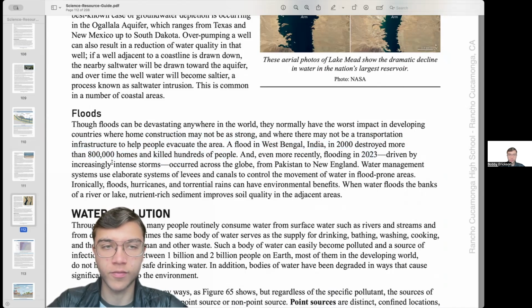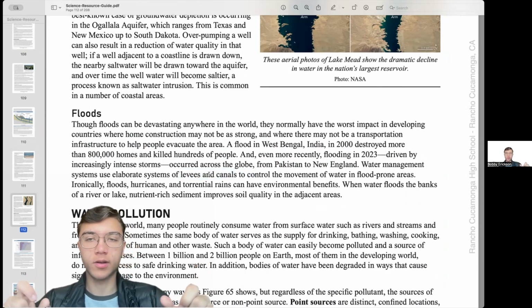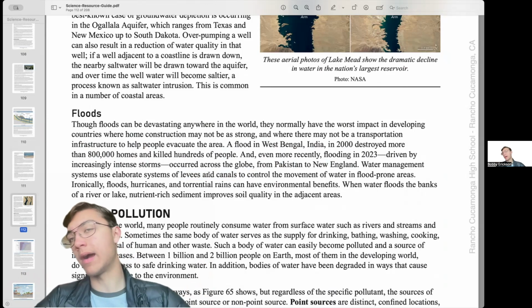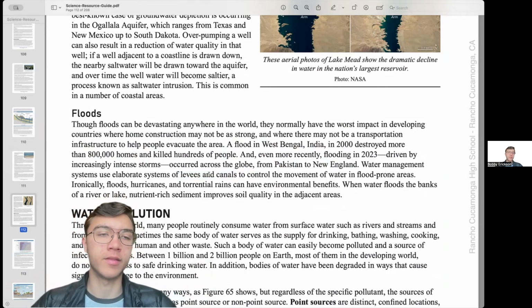This can be driven by intense storms, such as from Pakistan to New England. So a bunch of different places around the world have storms, is all that's saying. Water management uses lots of systems, such as canals and levees, to bring water from flood-prone areas to other places in order to transport water and take advantage of these floods rather than let them destroy people.